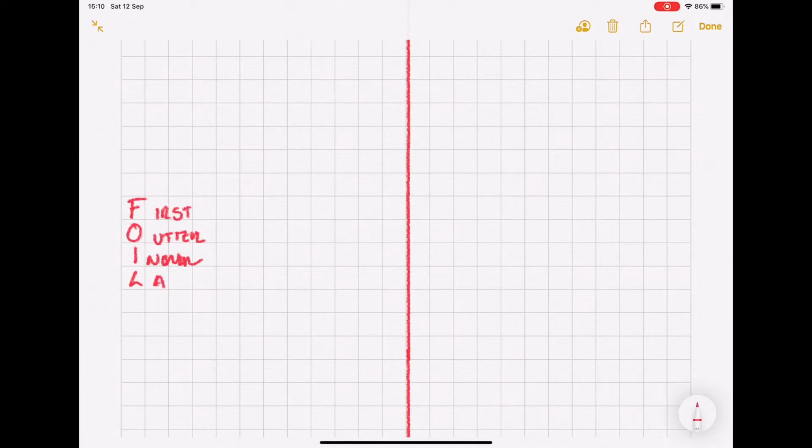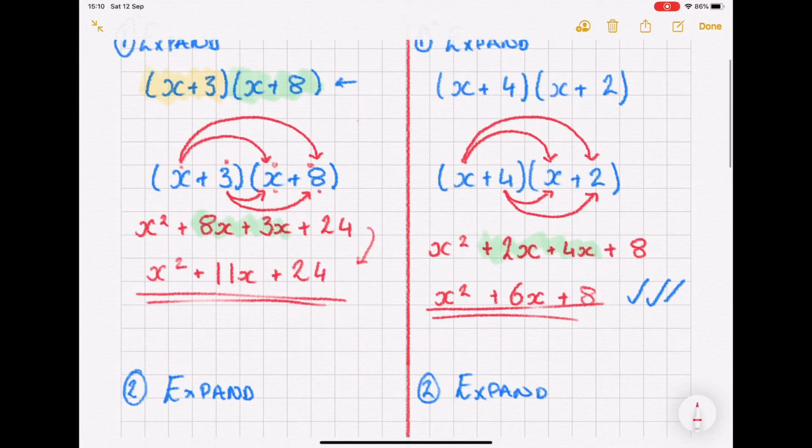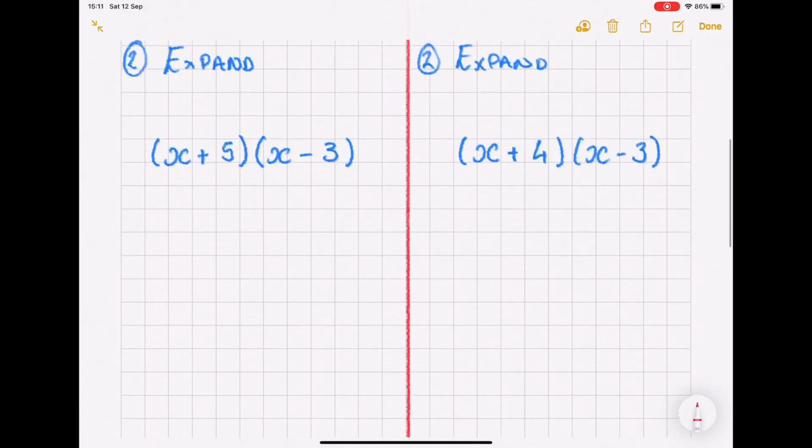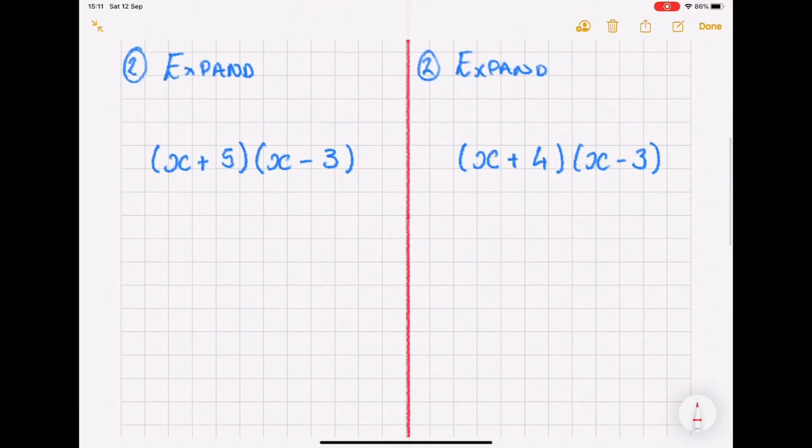and last. So if we think about that, if we look at that first example here, what we're doing first is we're expanding this first one, then we're doing the outer two, then we're doing the inner two, and then we're doing the last. So it's a nice mnemonic to remember it by, but if you don't, you can just expand it normally. So let's have a look at this question here.